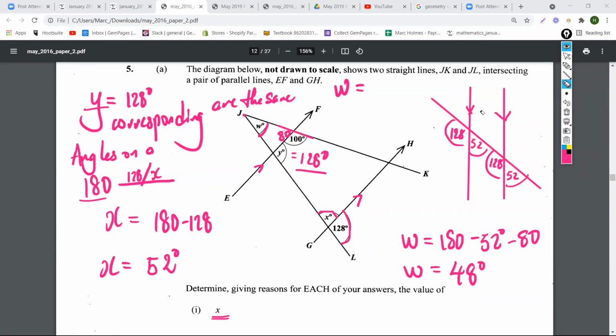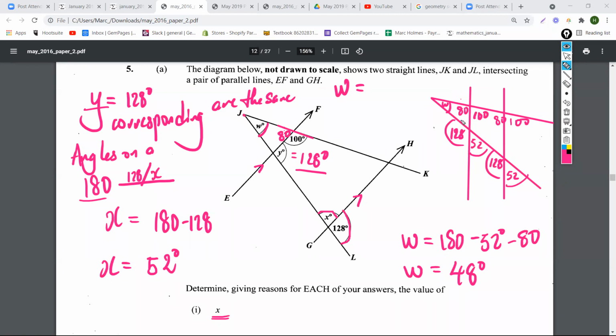What actually happens, guys, in this question? So for this example I showed you, where here is 128, here is 52, and so on. What they did here is they just put another line here. That's all they did. And then they said that here is 100. So here would clearly be 80. Am I right? Here would also be 100, and here would clearly be 80. And that's what they ask you. They ask you to find the angle in here, which is W.